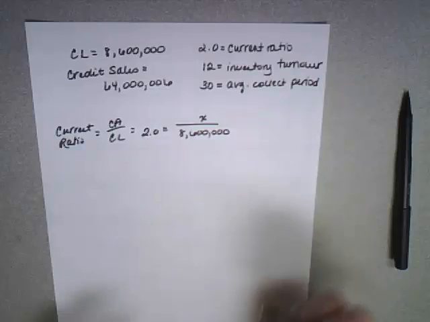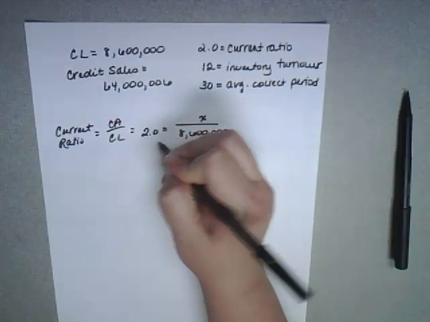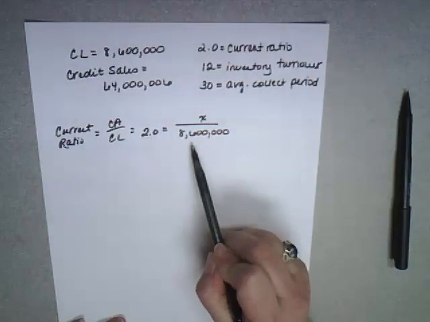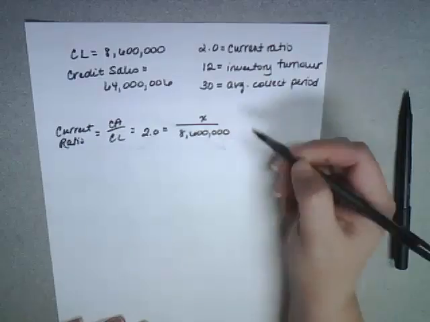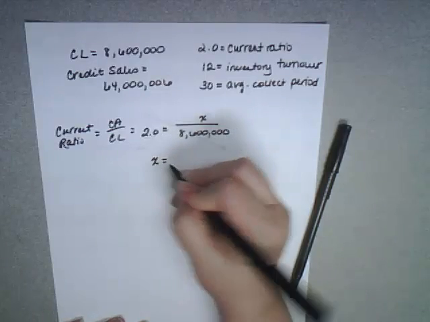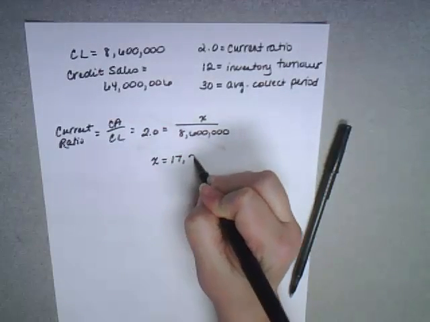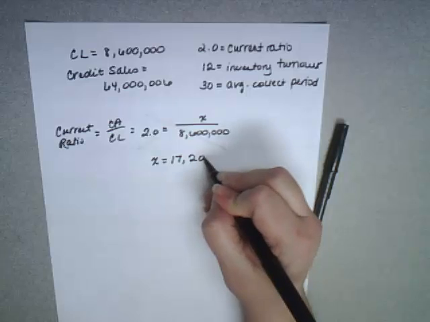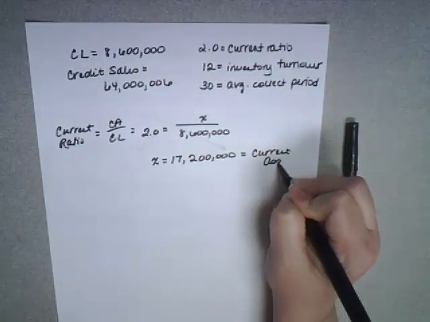And I'm going to change pens here. The way we do this is the way I do it, and it seems to be the easiest way. We all know 2.0 is over 1, and then X is over 8.6 million. And so what I do is cross multiply, which is going to give you X equals, when you cross multiply, 8.6 million times 2, we end up with, solving for X, 17,200,000, and that gives us our current assets.